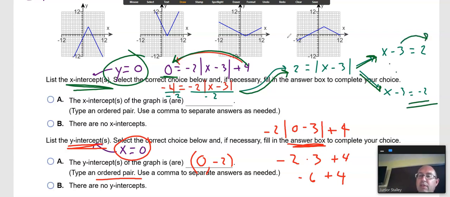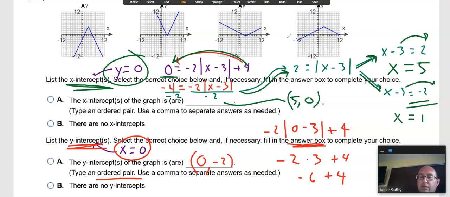If you add the 3 to that side, we now know that 5 is one of your x-intercepts. So I didn't leave myself enough room here. 5, 0 would be one of the answers. And adding 3 to the other side would make that x equals 1. And so we would have comma 1, 0. Okay? It does say use a comma to separate your answers as needed. And there are 2 in this particular situation.